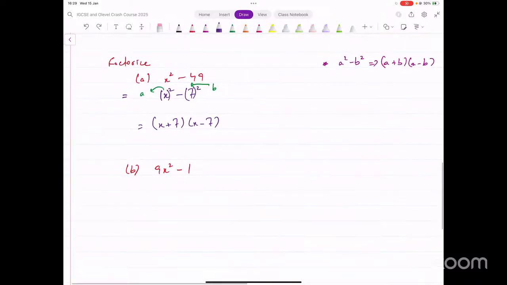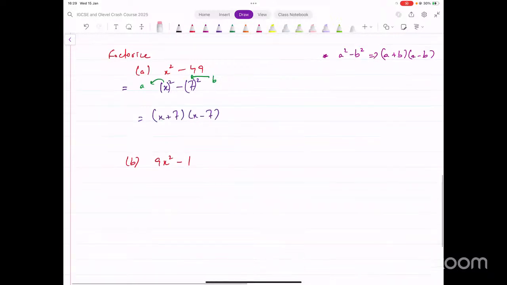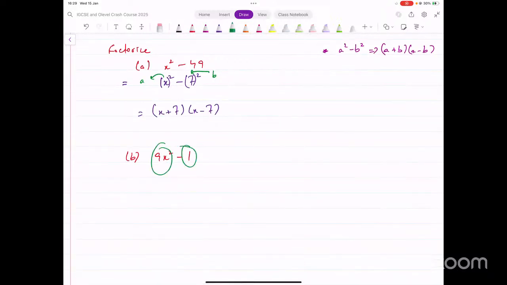So again, we think of this identity. Can we use that somehow? Can we write both terms as perfect squares? Can we write them as squares in any way? 9x squared, we could write that as 3x whole squared. So 9x squared is the same thing as 3x whole squared. And what about 1? 1 can also be written as a square because 1 squared is the same thing as 1. So we can write 1 as 1 squared instead.